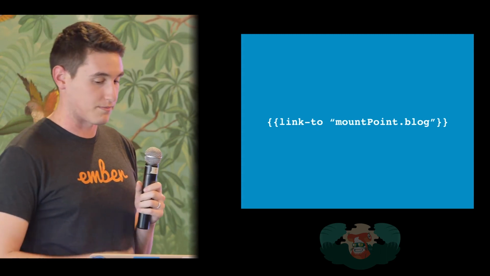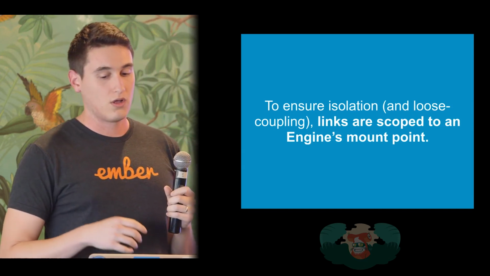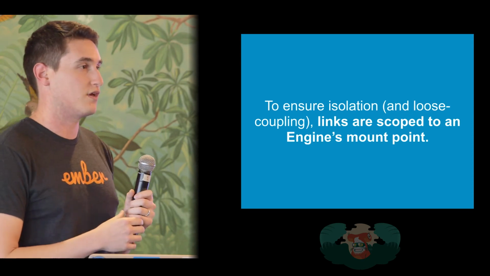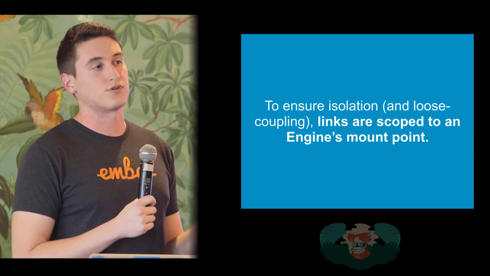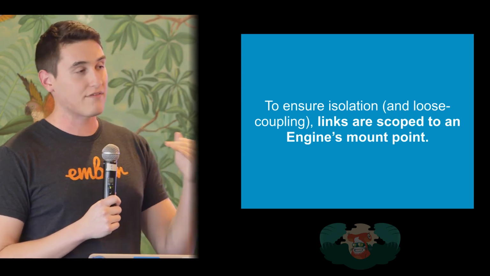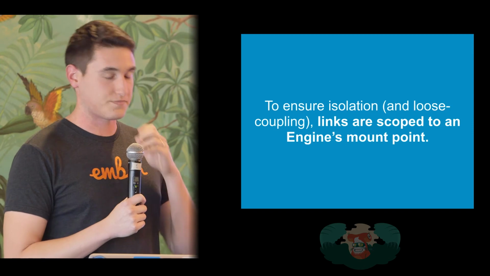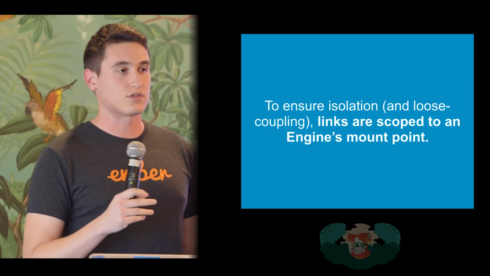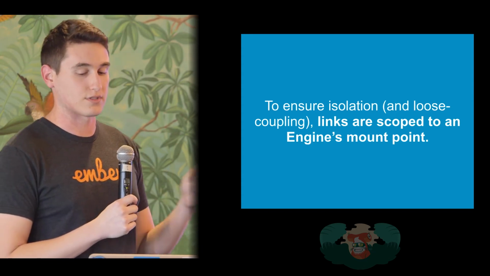So to summarize this point, in order to ensure isolation and loose coupling, links need to be scoped to an engine's mount point. If all of your links were relative to the root of the application, then you would be forcing your consumers to have that same specific route hierarchy in order to use your engine. And this is really difficult when you want to make sure that things can be reused across multiple applications and iterated on independently of the host application.